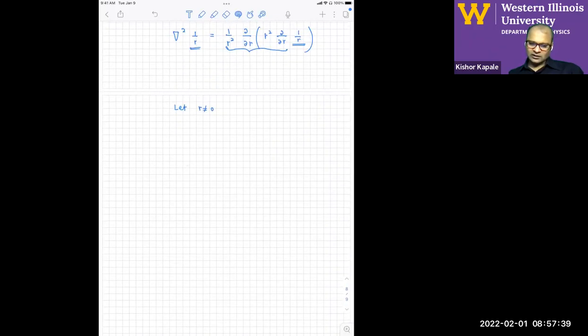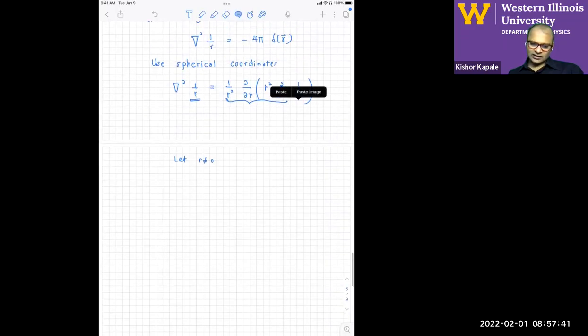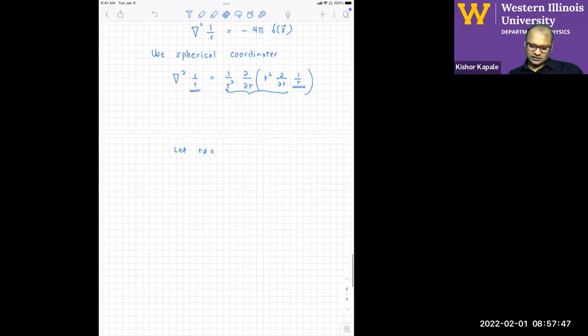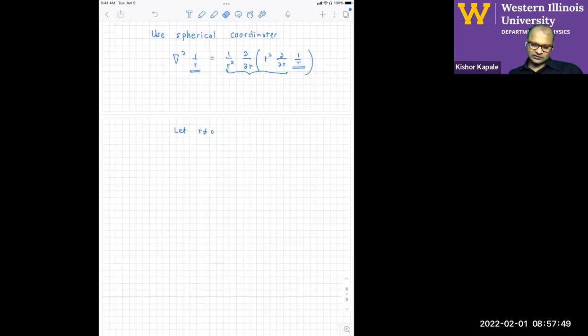Then we know that this quantity here is not going to blow up. And if it's not going to blow up, we can then simply evaluate it. So we are away from the origin. It's easy to evaluate those derivatives. So del square of 1 over r is going to be 1 over r squared.